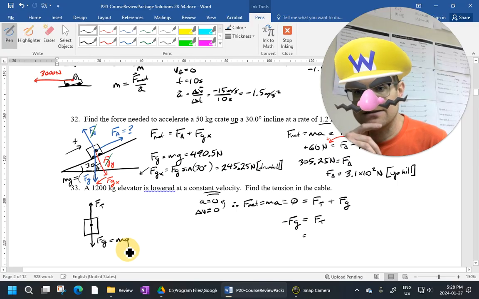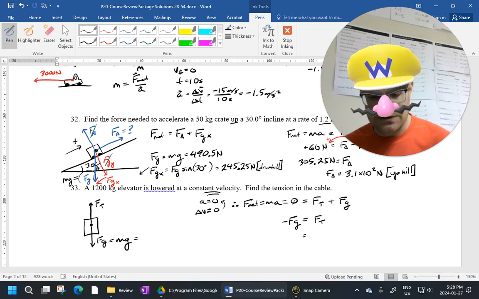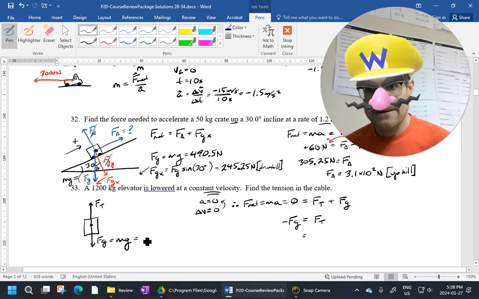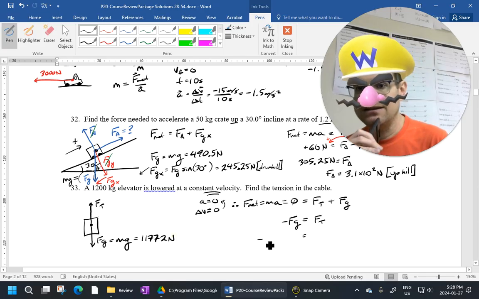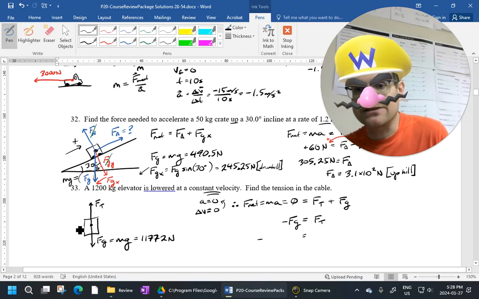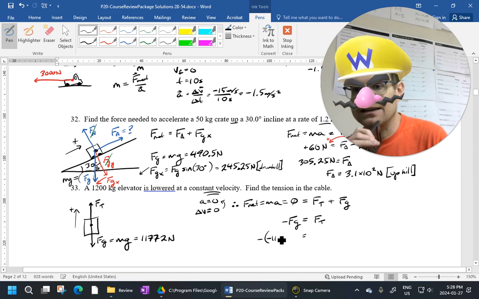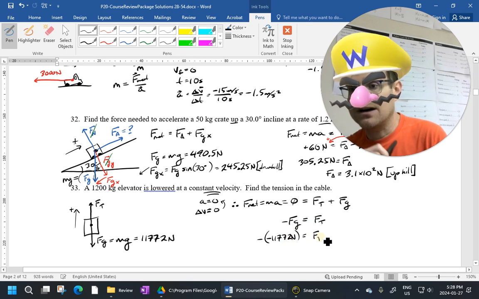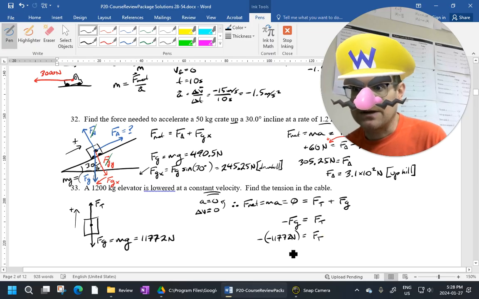Well, Fg is mass times gravity. My mass is 1,200 times 9.81. So I get 11,772 newtons. So that means my Ft is the negative version of this number. I haven't decided is this number a positive or negative yet. So if I said up is positive, then this is a negative of a negative 11,772 newtons, which means that Ft is a positive number, which makes sense because it's upwards from the picture. So why wouldn't it be positive?